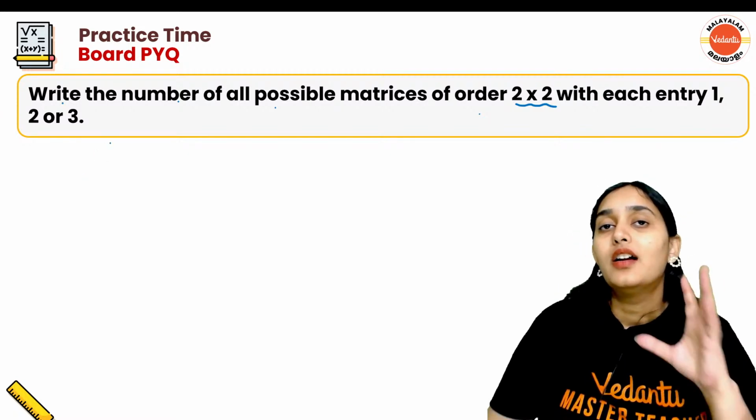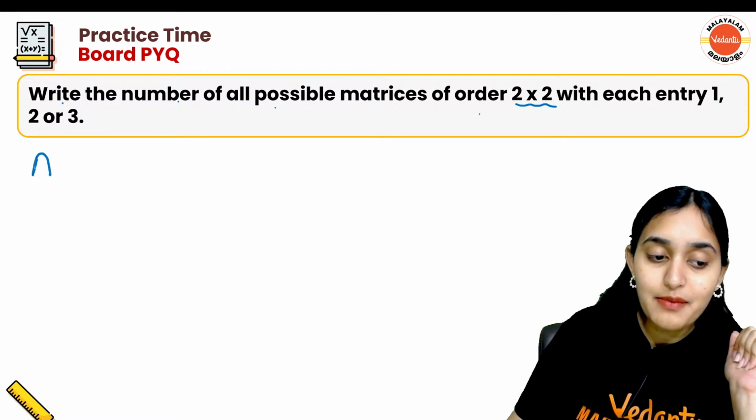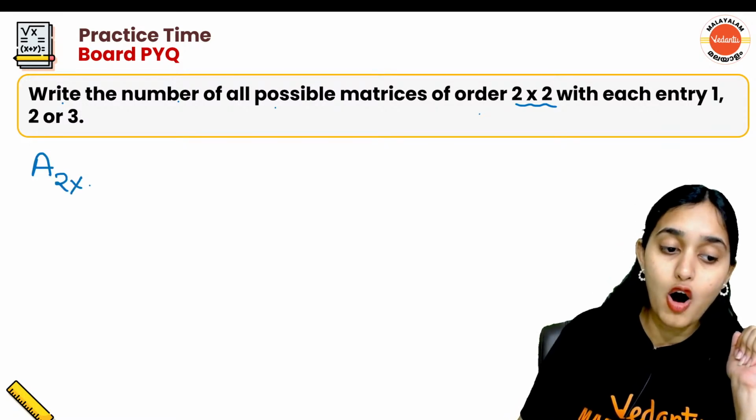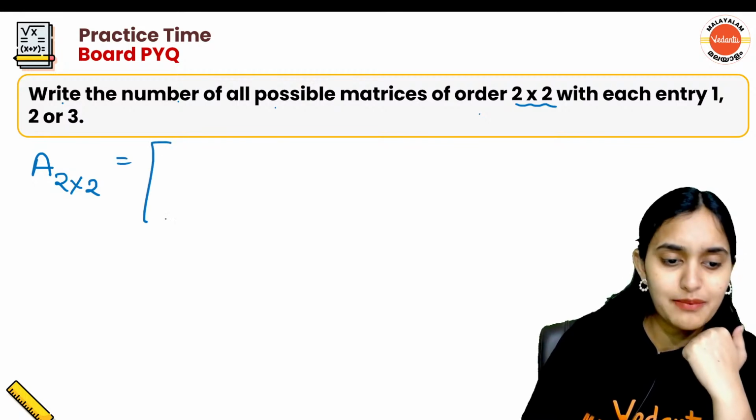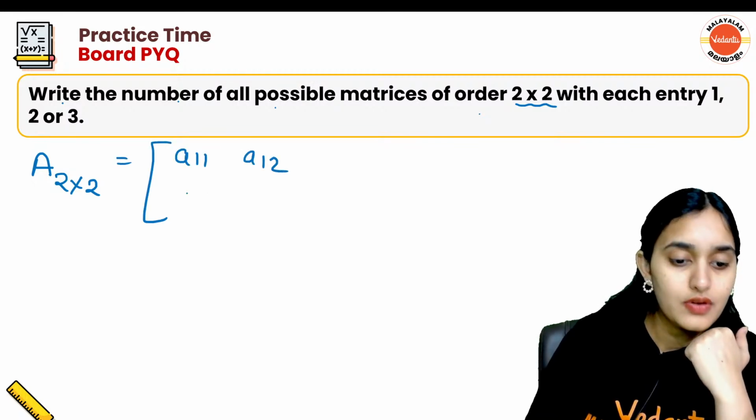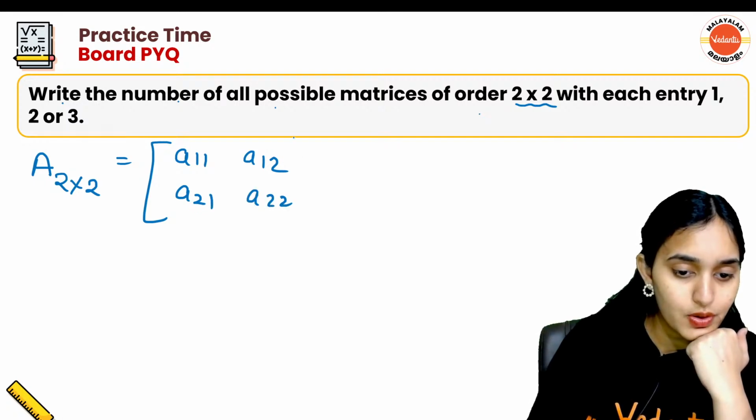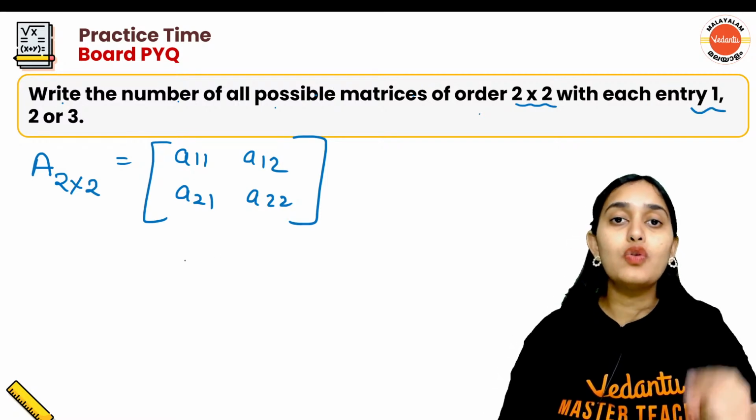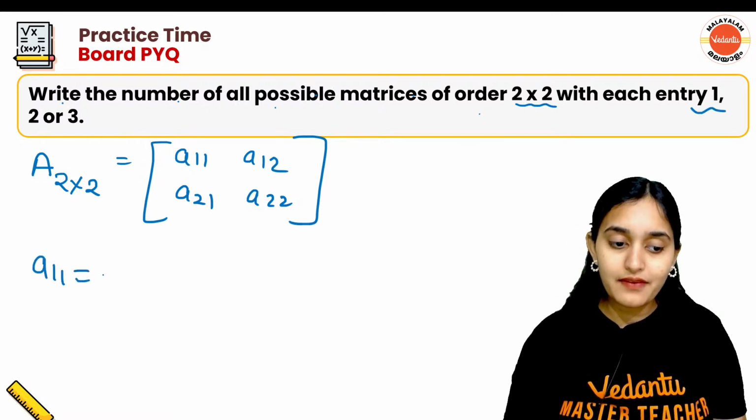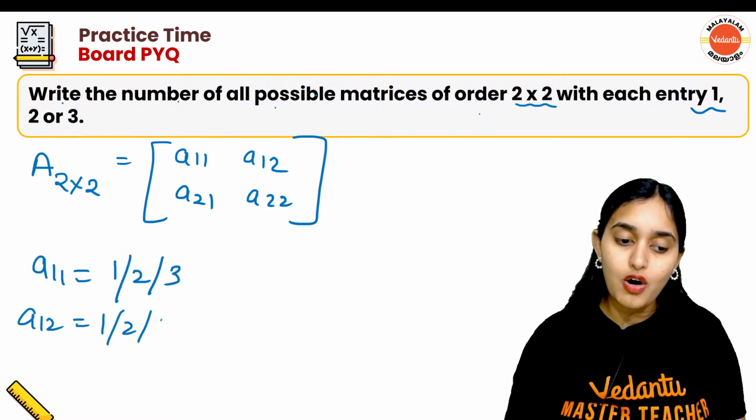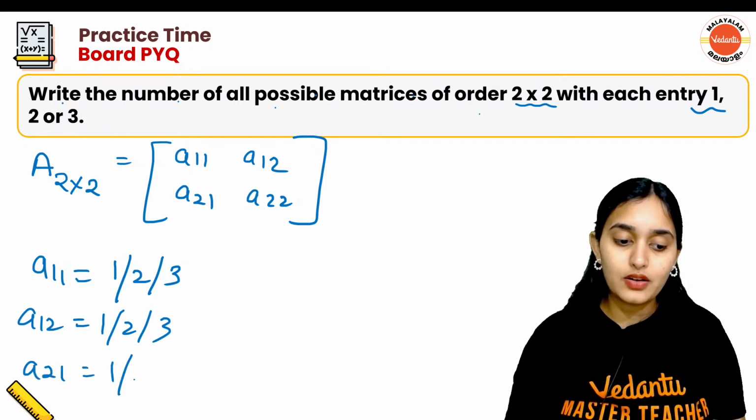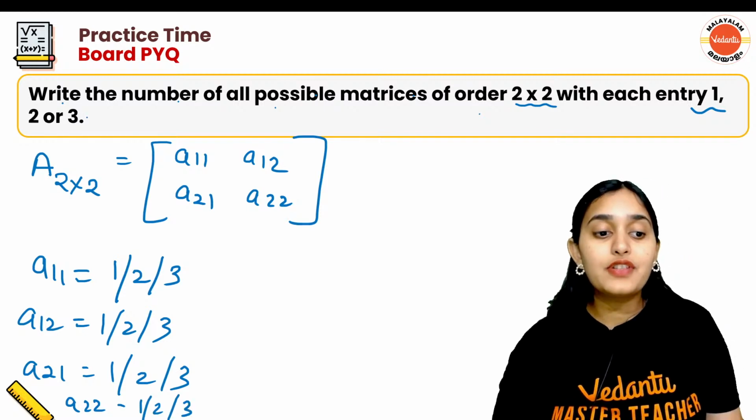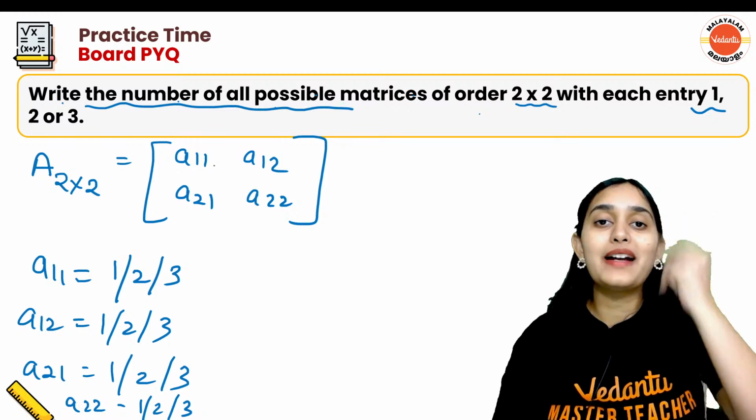Next question. Write the number of all possible matrices of order 2 cross 2 with each entry 1, 2, 3. They are saying that there is a matrix of order 2 cross 2. That means A11, A12, A21, A22. Now they are saying that every element can be 1, 2 or 3. That means A11 can be 1, 2 or 3. A12 can be 1, 2 or 3. A21 can be 1, 2 or 3 and A22 can be 1, 2 or 3. So how many possible matrices are there?